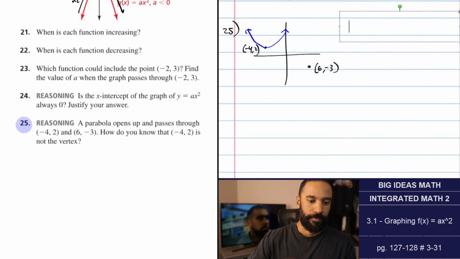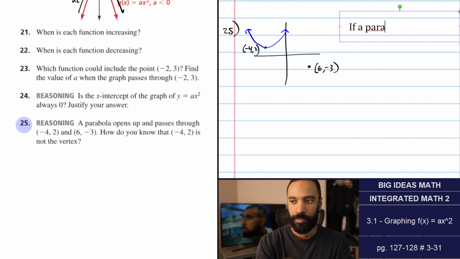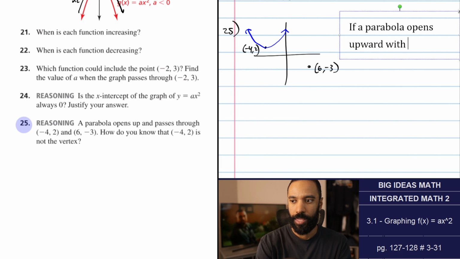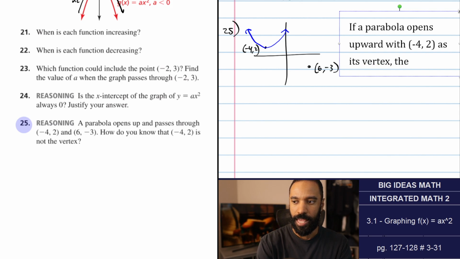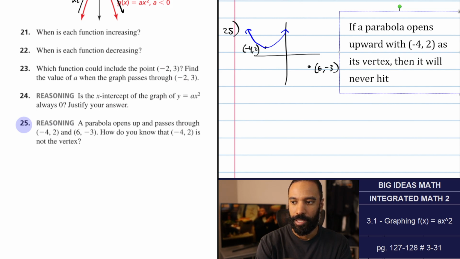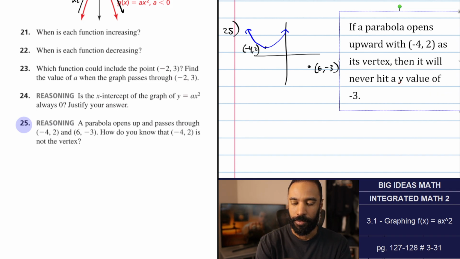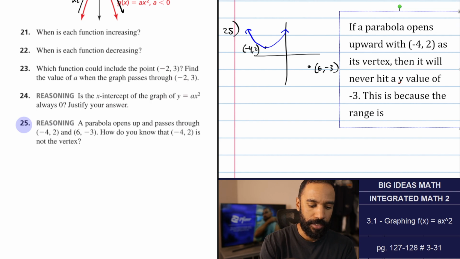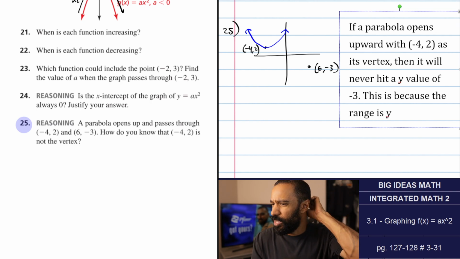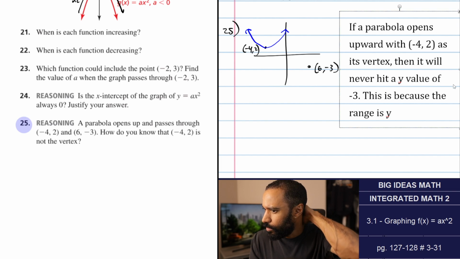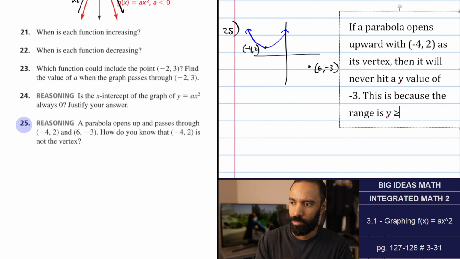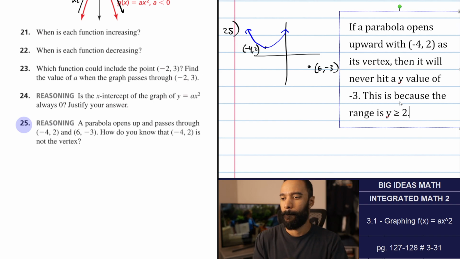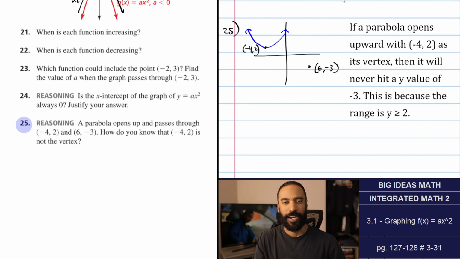Let's say if a parabola opens upward with negative 4, 2 as its vertex, then it will never hit a y value of negative 3. This is because the range is y is greater than or equal to 2. Let me find that symbol. Greater than or equal to 2. There. That ought to do it.